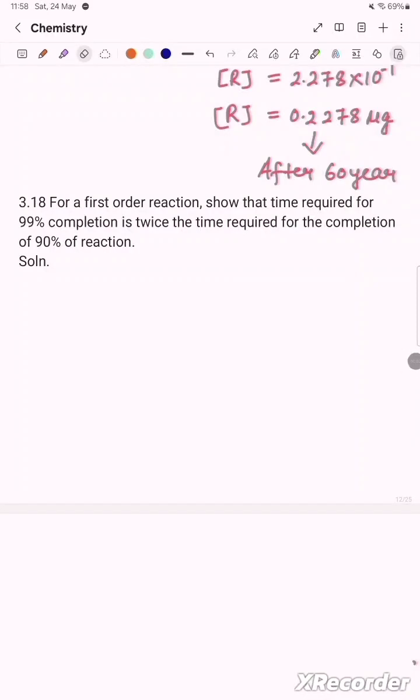Hello students. So next question is, for a first order reaction, show that the time required for 99% completion is twice the time required for the completion of 90% of the reaction. So you have to prove from the first order reaction that 99% completion is twice the time required for the completion of 90% of reaction by the derivation. So how to proceed?